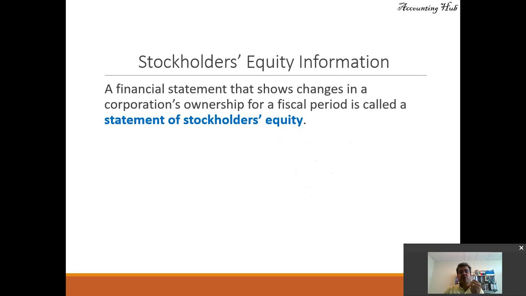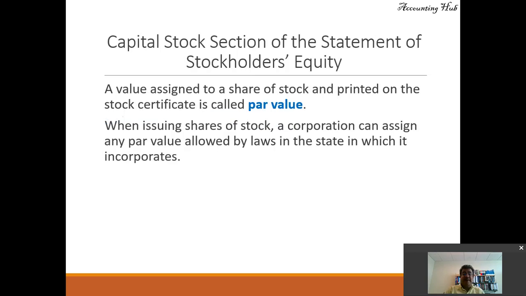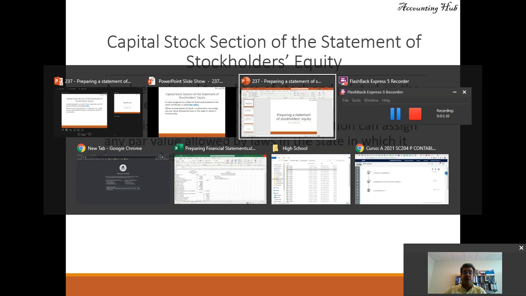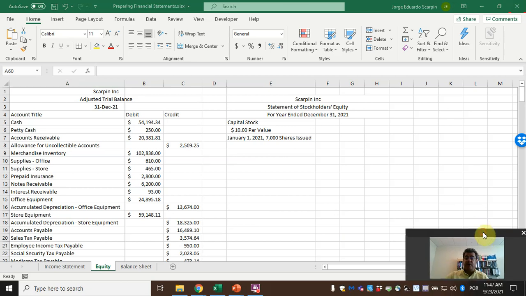So, what is the stockholders' equity? A financial statement that shows changes in a corporation's ownership for a fiscal year is called a statement of stockholders' equity. 2 huge sections: capital stock, retained earnings. Capital stock, a little bit harder. A value assigned to a share of stock and printed on the stock certificate is called par value. So here, let's go to our Excel file. Remember, our Excel files, they are free, and the link to download it is in our video description.